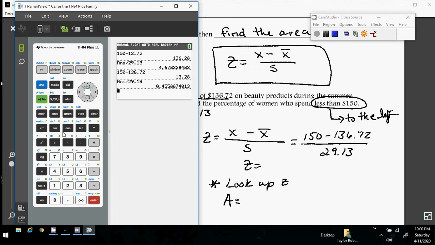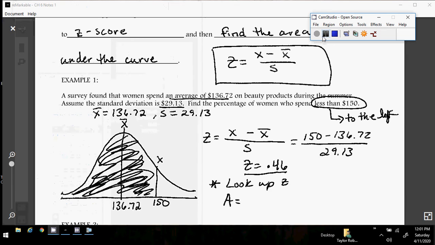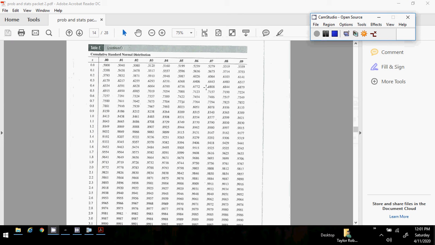That gives 0.4, and we're going to do 2 decimal places because that's what we can look up. 0.46 is what it would round to. So this is what we're going to look up on our chart: 0.46. On our chart, we're looking at 0.4, all the way over to 6. It looks like it's 0.6772.